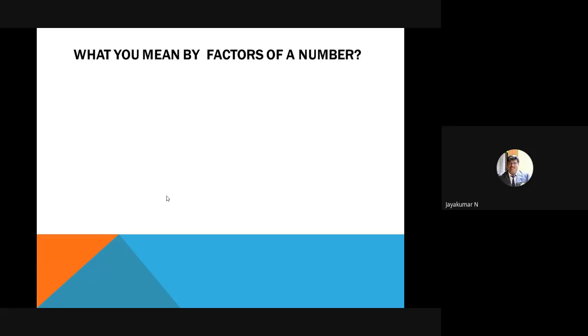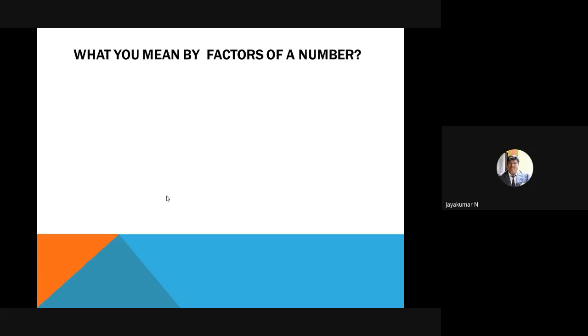At least try to answer this one. What do you mean by factors of a number? Please reply. The word factor is the most important one for the next definition. So please reply: what do you mean by factors of a number?